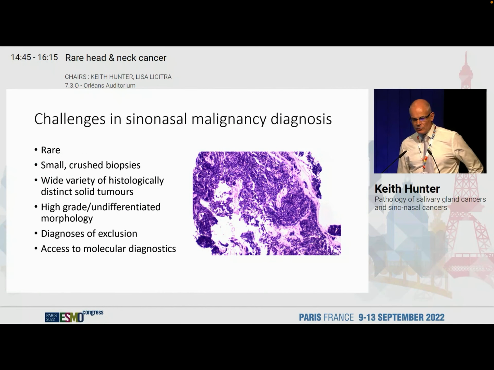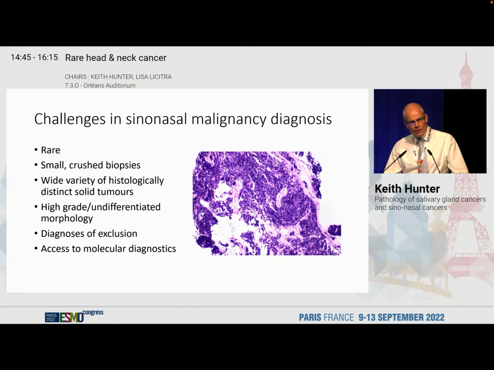But once again, returning to the challenges. What are the challenges that we particularly find in sinonasal malignancy diagnosis? The first of these, I have indicated, is that they are rare. Once you get beyond sinonasal squamous cell carcinoma and ITACs, you are into very rare tumours indeed.